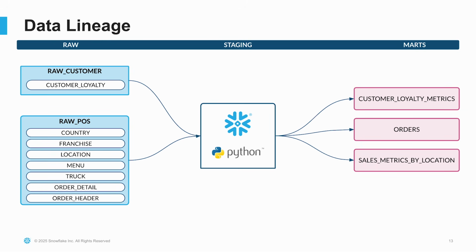All this is going to get run through our dbt pipeline here in the middle. We have a Python model, and the rest will be SQL. And those are going to get landed in our marts layer. So we're going to have models that are aggregating by customer, so we can have customer loyalty metrics, orders, which is a super wide view of orders joined with all the other relevant tables, and then finally sales metrics by location.